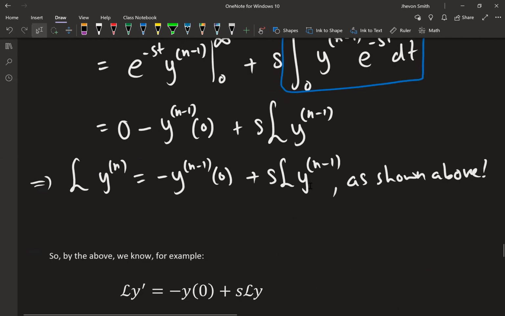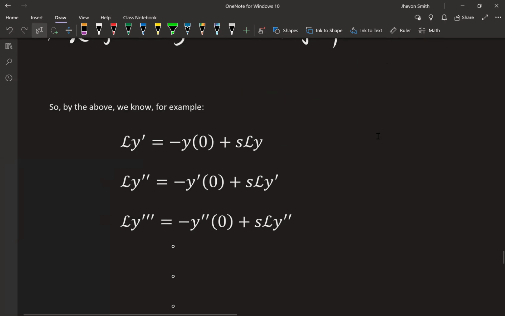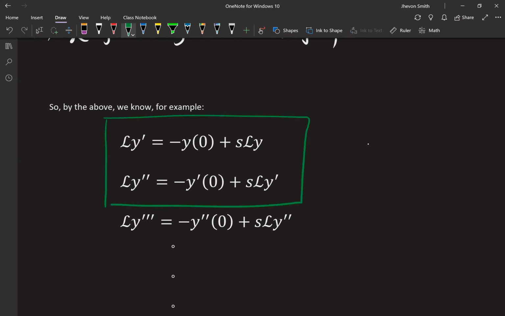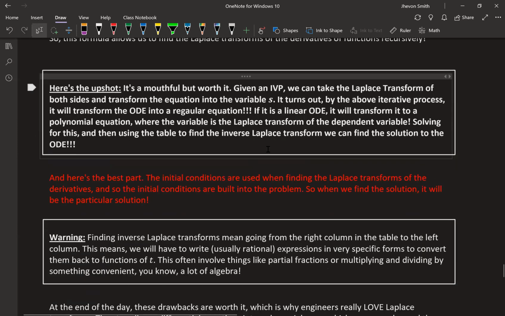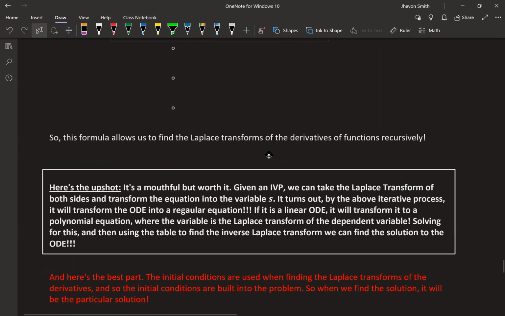So now we can have all of these things. By the way, these are important for you to remember. In particular, these 2 are important for you to remember. It's very rare, if ever, that I'm going to ask you for a Laplace transform of something higher than a second derivative. And chances are you're not going to be asked that in the departmental final either. So at the very least, you should know those 2. Whew. Okay, so that just shows us how to find Laplace transforms of derivatives of functions recursively, which is really cool. Okay, now here is what we were building up to.